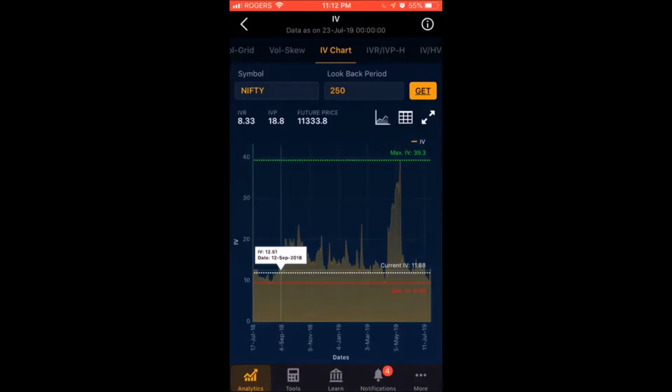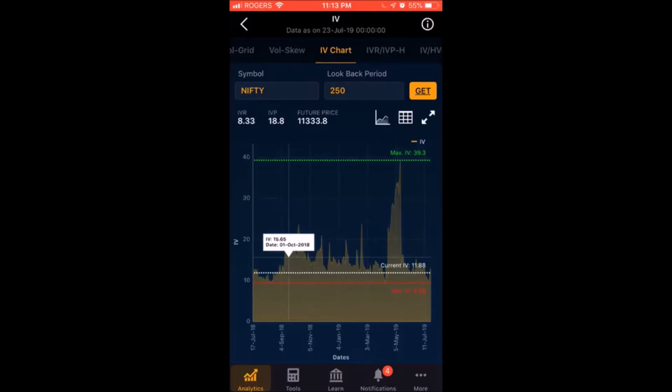What is more important in this particular chart is what this functionality gives you: a maximum. This is the green line, which signifies the maximum reading of implied volatility. In this case, it's 39.3, and the minimum level is 9.39, signified by the red line. These are two numbers. Along with them, there is a white line signifying 11.88, which is the current implied volatility.